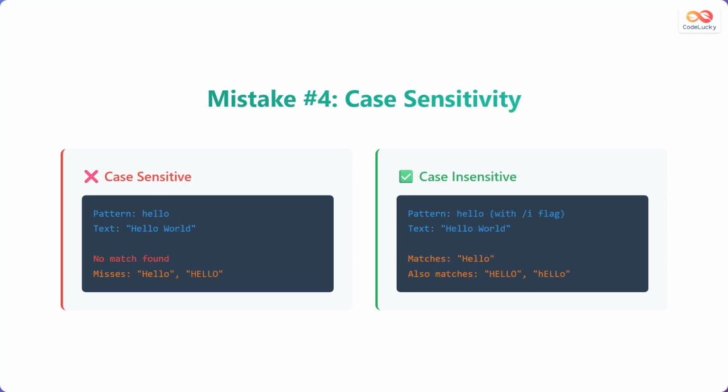Case sensitivity is often overlooked. By default, the pattern hello will not match Hello or HELLO. As seen on the left, it leads to no match found in the text Hello world, because the pattern is case sensitive. The correct approach on the right is to use the case insensitive flag. The pattern hello with the i flag matches Hello in the text Hello world, as well as hello in any other variation of casing.